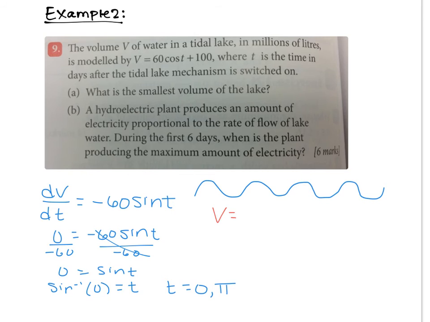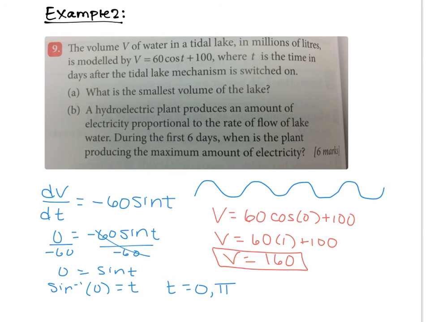So plugging in 0 into our function says 60 times cosine of 0. Cosine of 0 is just 1. So we get 60 plus 100, so that's 160 in millions of liters. And that is the minimum volume of our tidal lake.